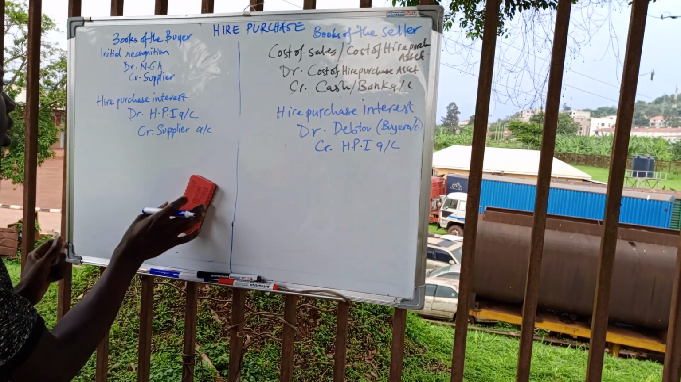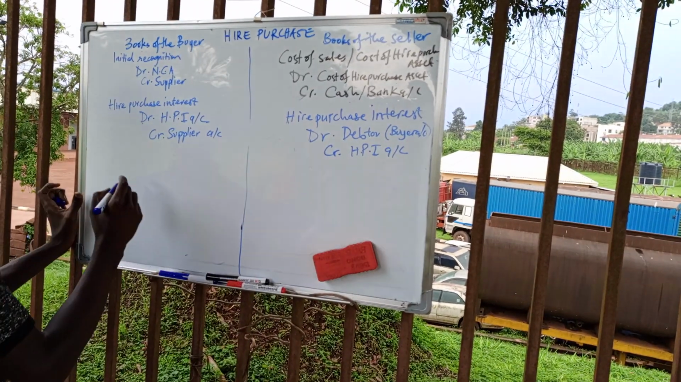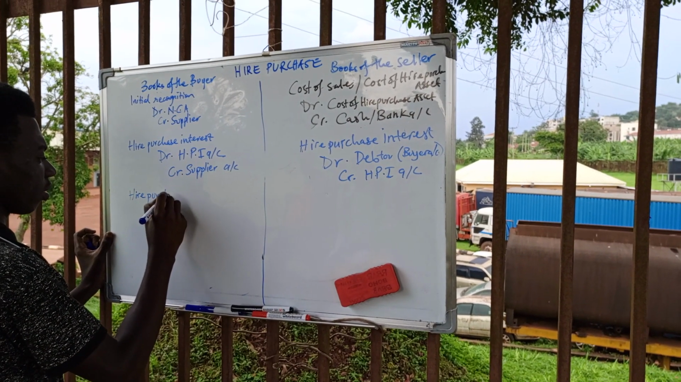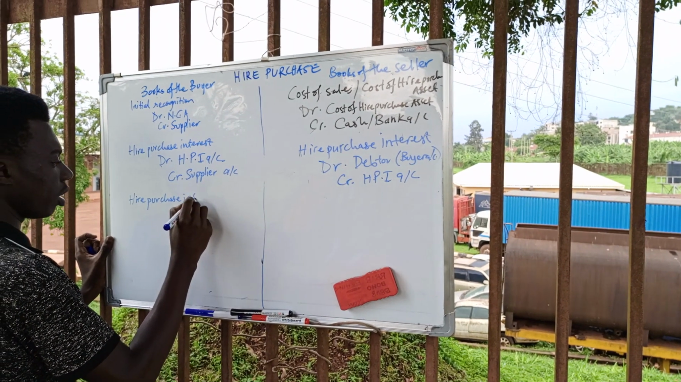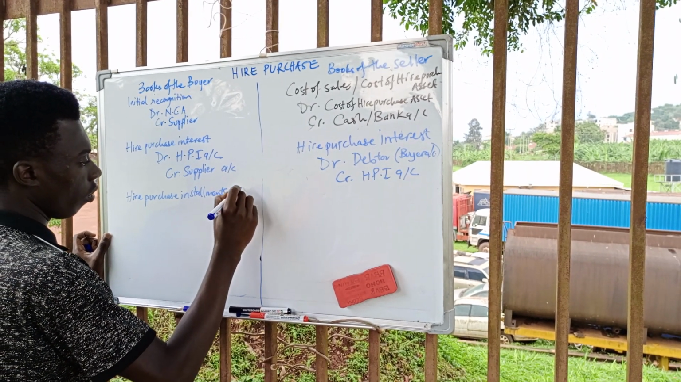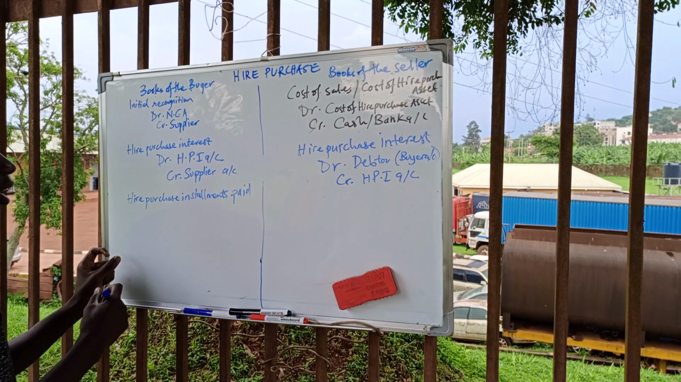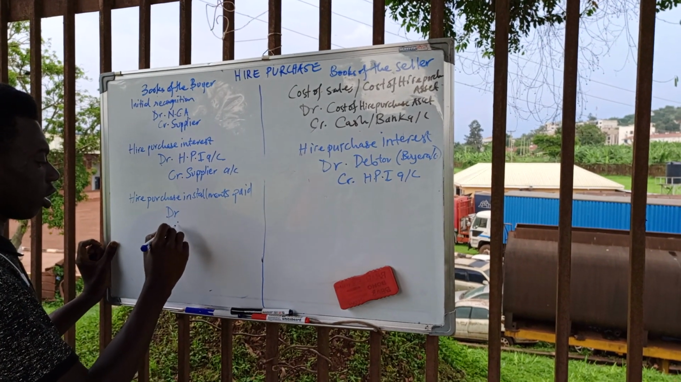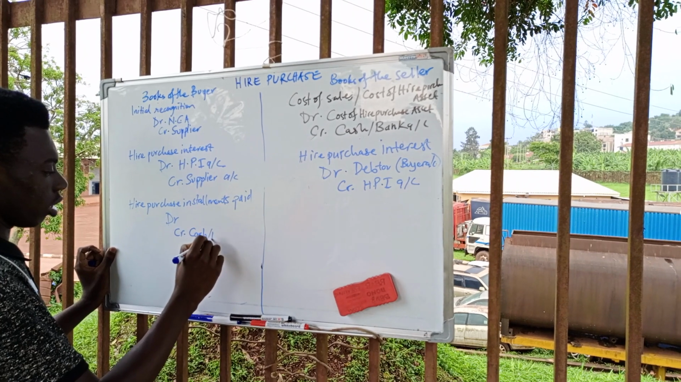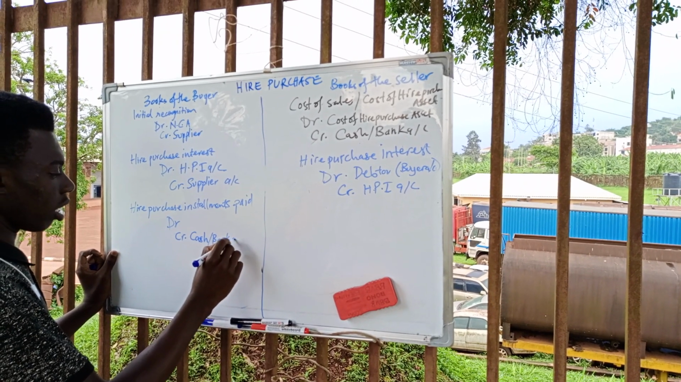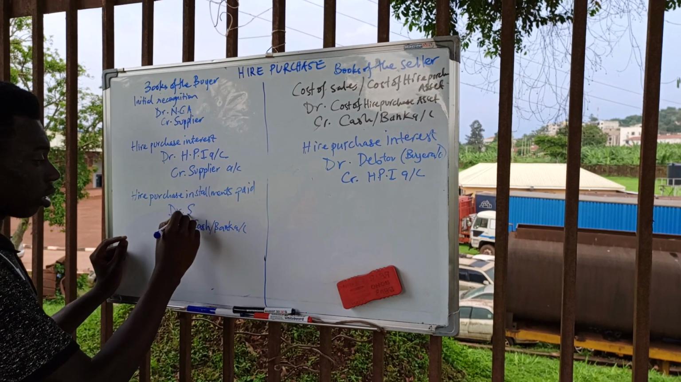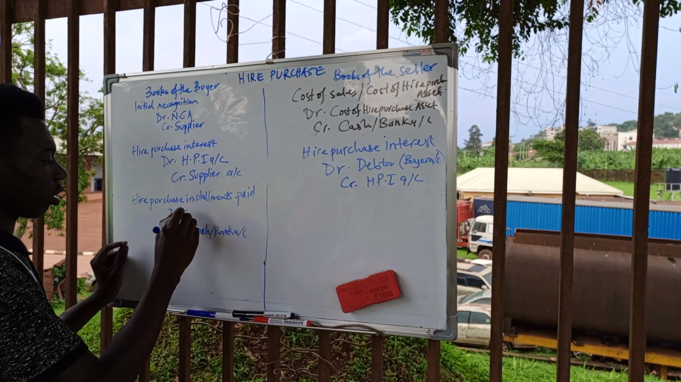Then you can have higher purchase installments paid. Of course, when the buyer pays, he has to recognize that he lost an asset, cash or bank. He must credit his cash or bank account and recognize that the liability is reduced, because when you pay a supplier, he must reduce the seller's account.